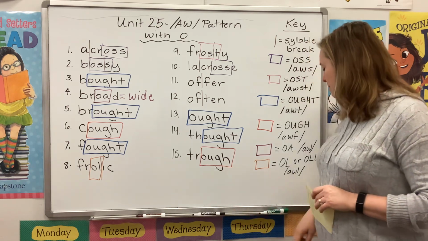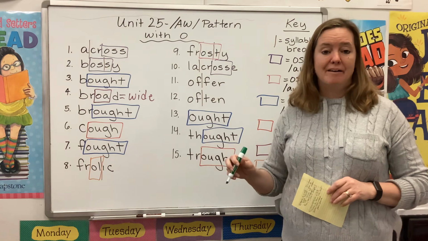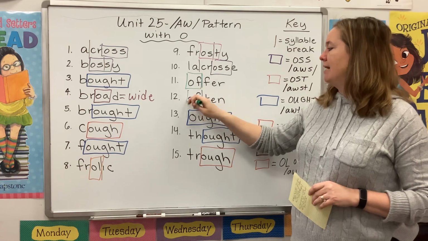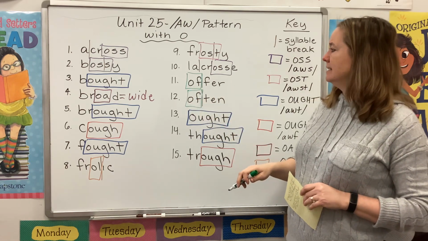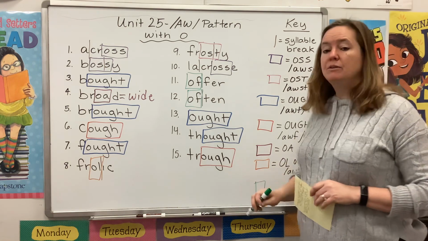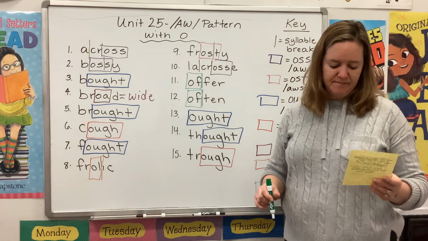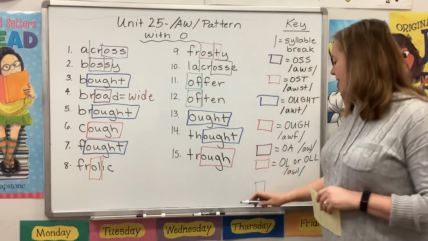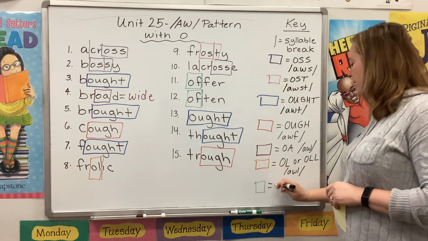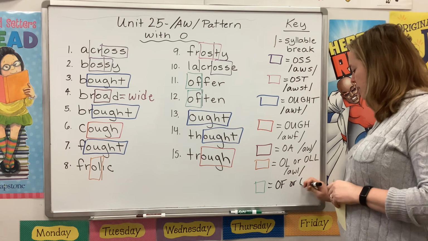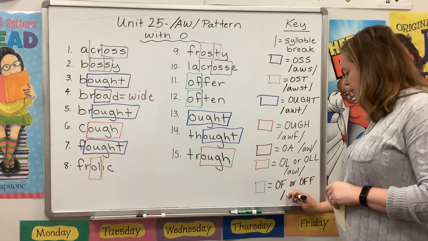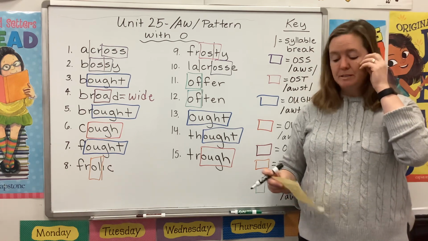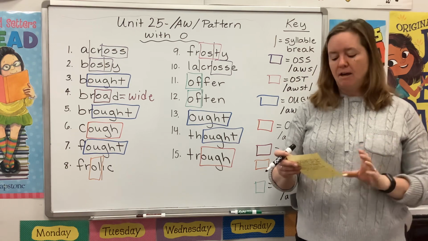Okay? Now something similar happens with OF. We have the OF in offer. We have the OF in often. And I think that's it. But you see that pattern in other words like off or soft, profit, coffee. Okay? So just like the L, if you see OF by itself or OFF, it's going to make the off sound. Okay? So, lots of patterns this week, but they all have an O and they all make that AW sound.